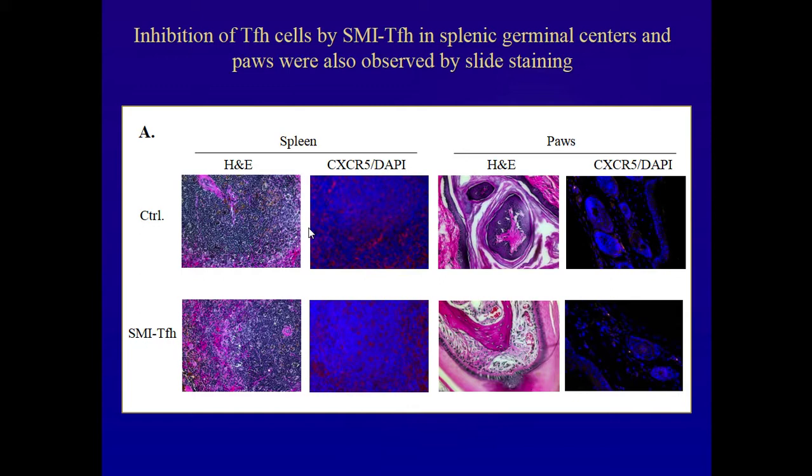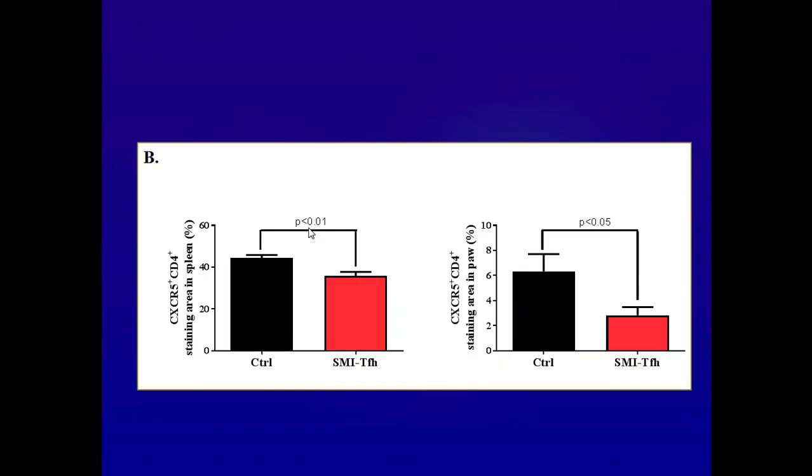And that's the percentage. We use the imaging scope software to count the percentage of the T follicular helper cell. On the left is the T follicular helper cell in the spleen, and on the right is the T follicular helper cell in the paw. So they both were dramatically decreased by the small molecule inhibitor, especially in the paw.